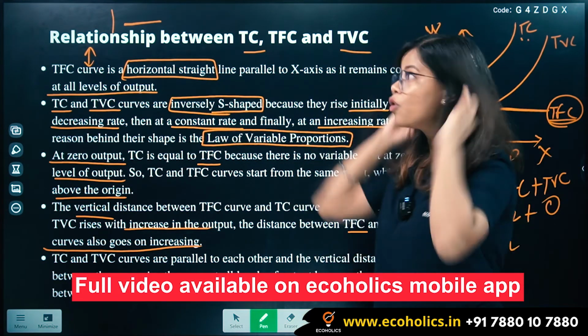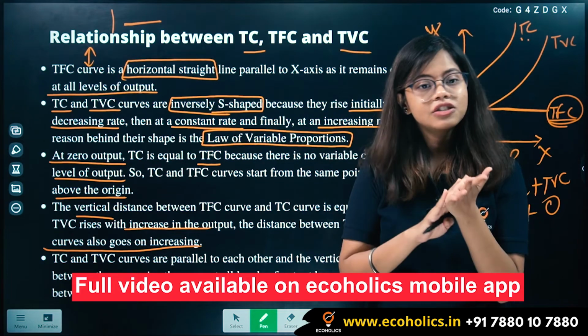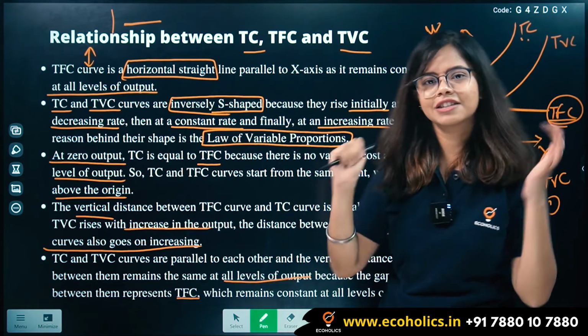Now, I hope the relationship between TC, TFC and TVC is clear to all of you.